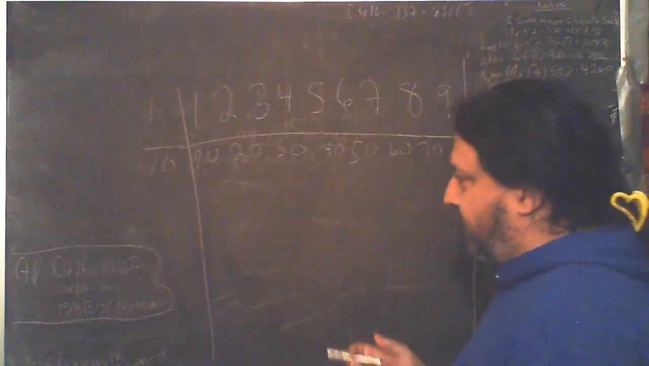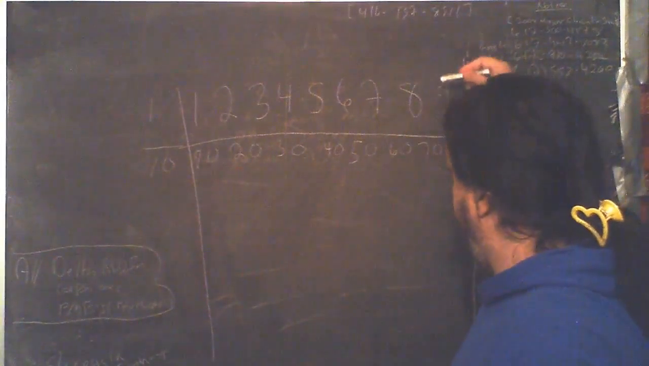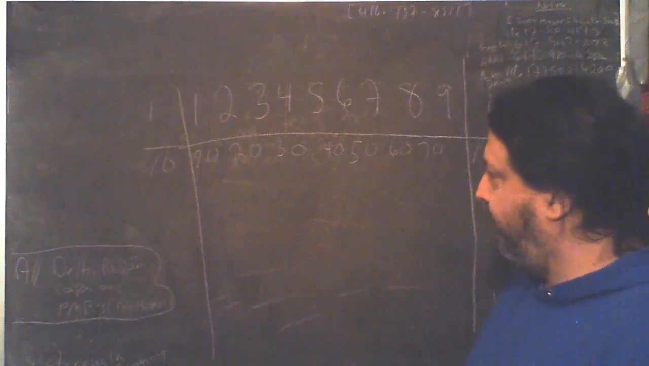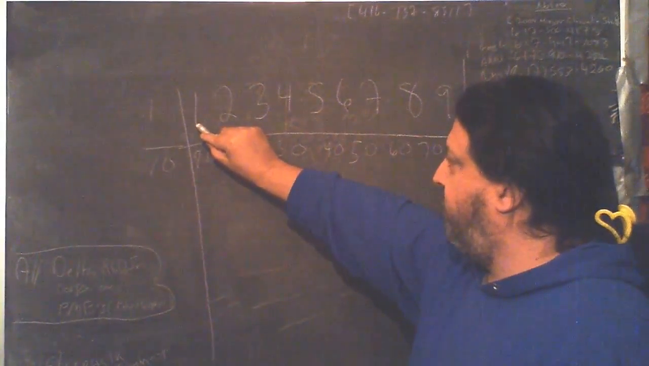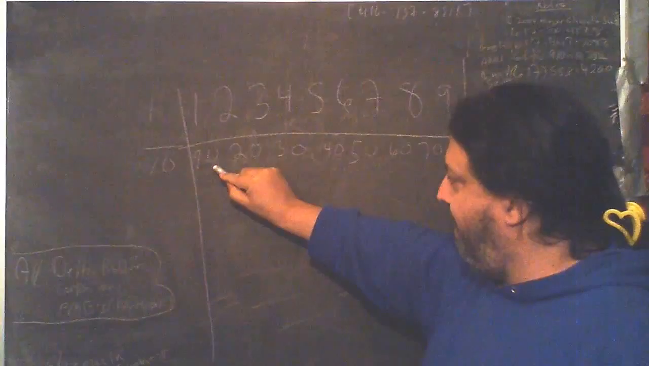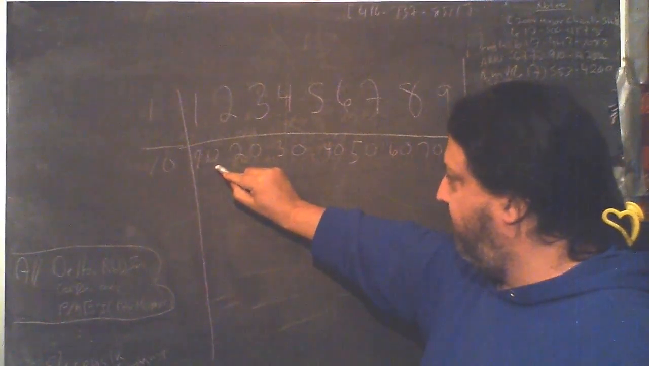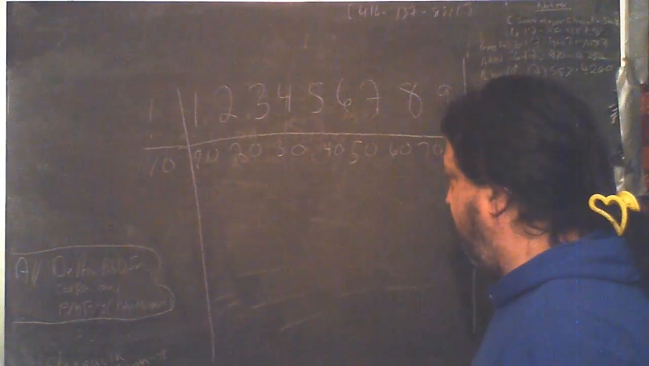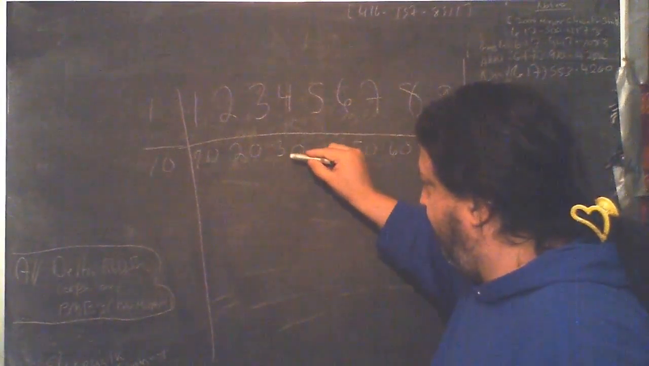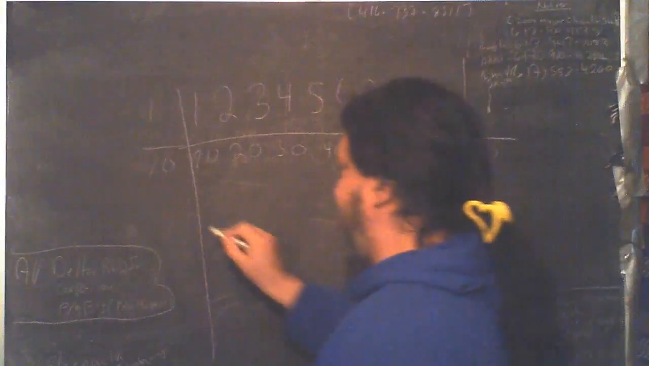So the only difference between this row and this row is that instead of just the one digit here, now you have a zero behind it, right? So there's a 0 and then a 1. 20 is a 0 and a 2. 30 is a 0 and a 3. And the same thing we can do now to hundreds.